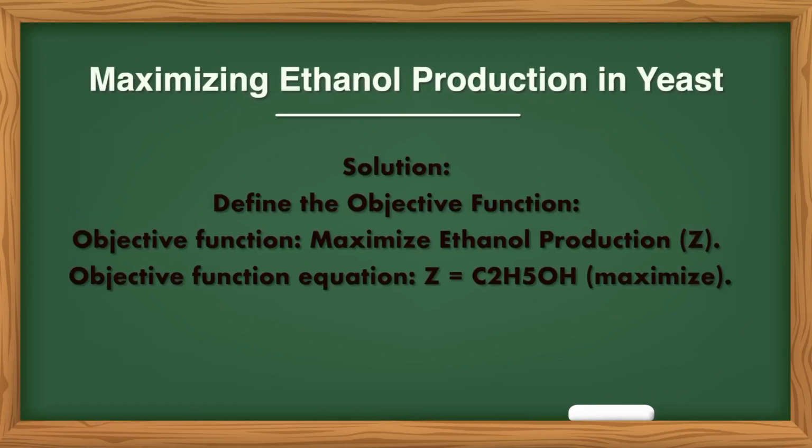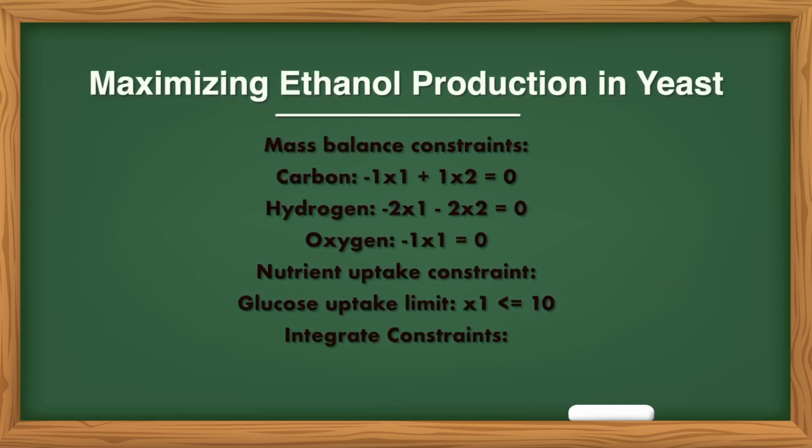Now, let me define what will be the objective function in our case. The objective function equation will be maximization of C2H5OH. Now, let us focus on the different constraints. The first constraint will be on the carbon. It is negative 1 times x1 plus x2 equals 0. For hydrogen, it will be negative 2 times x1 minus 2 times x2 equals 0, and for oxygen it is negative of x1 equals 0.